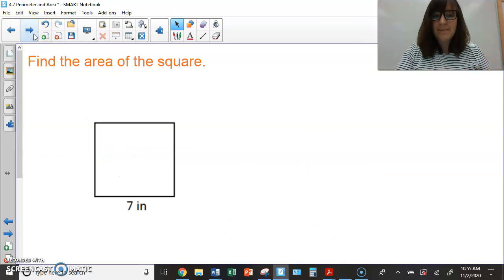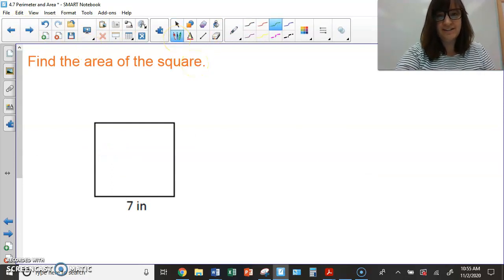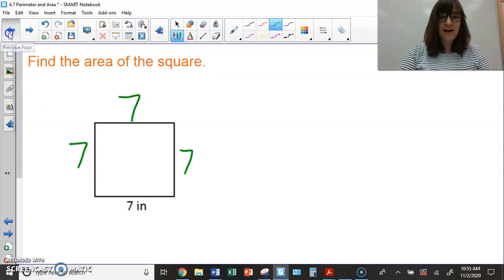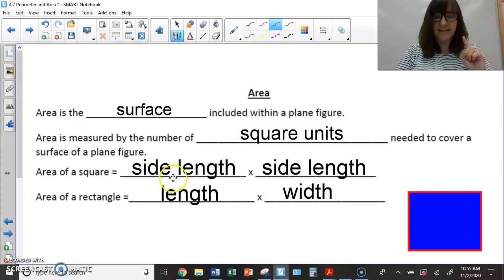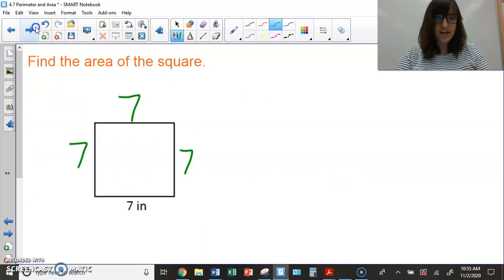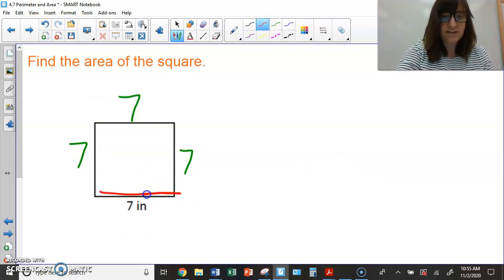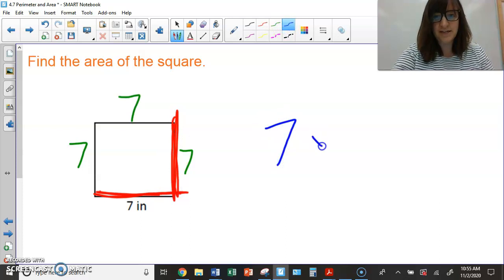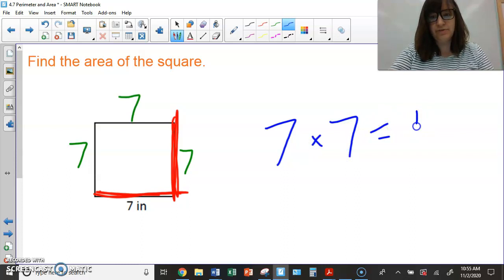So this square, because it's a square, I know that all four sides are equal. So I know that if this is 7, then this is 7, then this is 7, and this is 7. Okay. To find the area of the square, I multiply the side times the side. So I'm not multiplying all of these together. I just need to know this side and this side, right? Okay. So that means I'm going to multiply 7 times 7. 7 times 7 is equal to 49 inches.